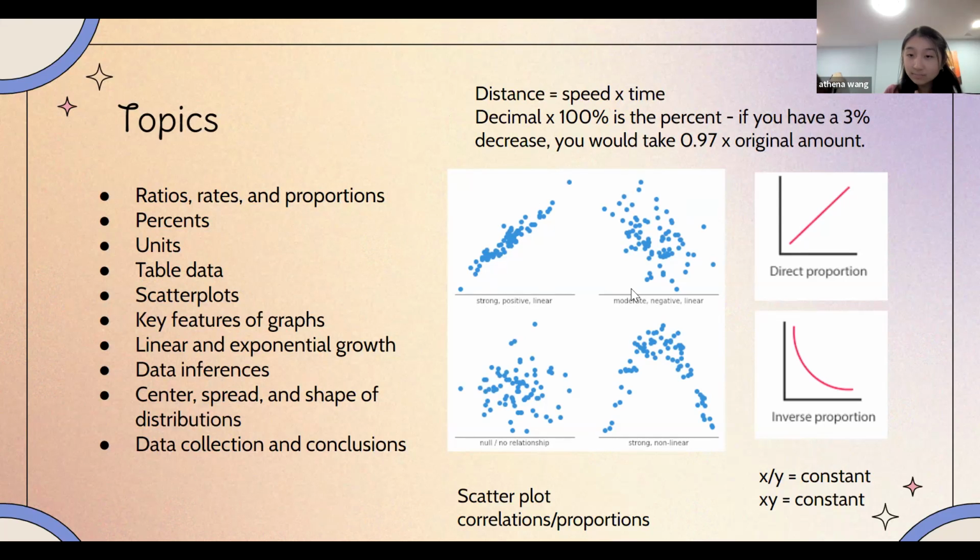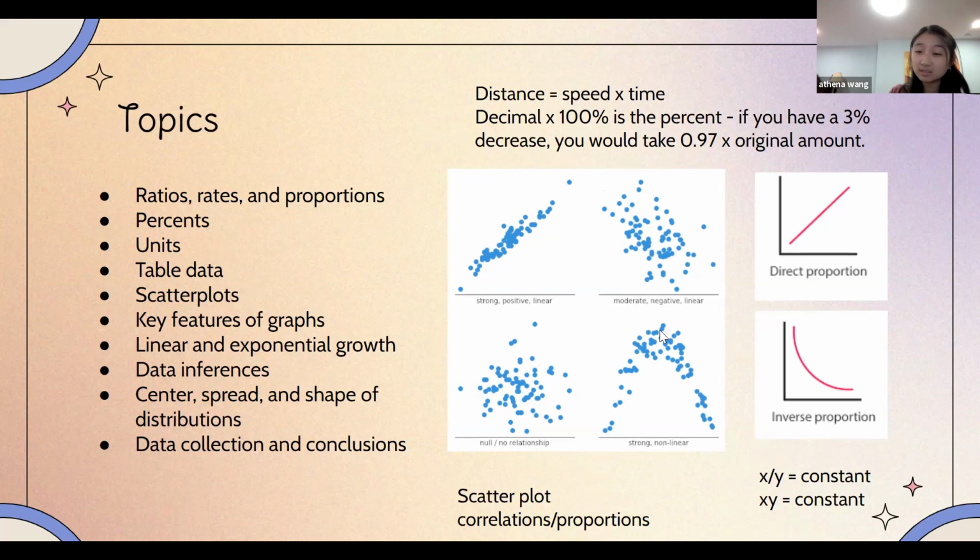The second one has a moderate correlation, so it's not as tightly packed as the first one. It has a negative correlation. It's going down, so an increase in this x value results in a decrease in the y value. And this is also linear. This one shows no relationship. We can't really tell that there is a specific correlation.